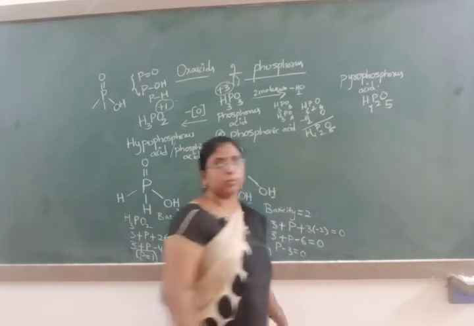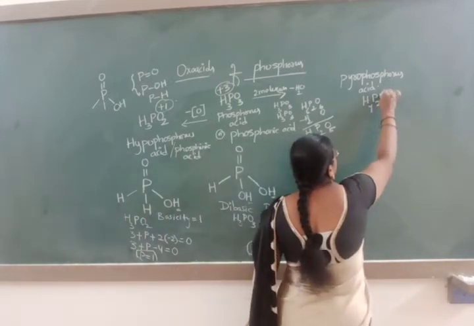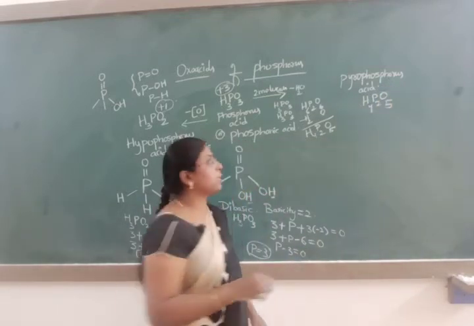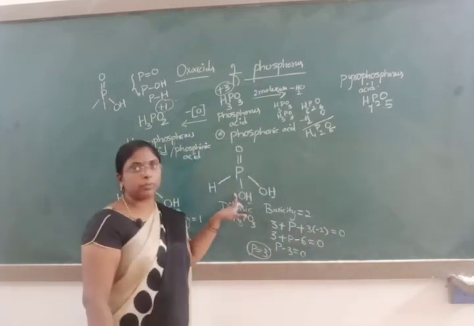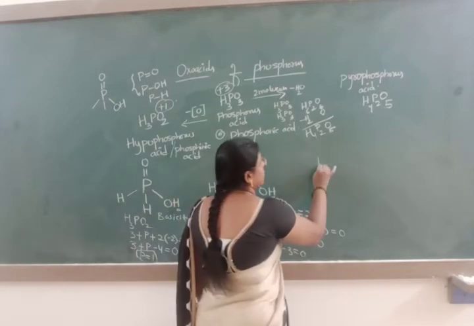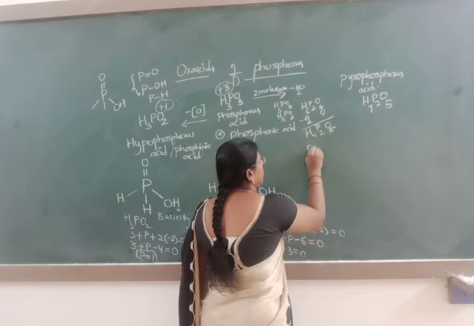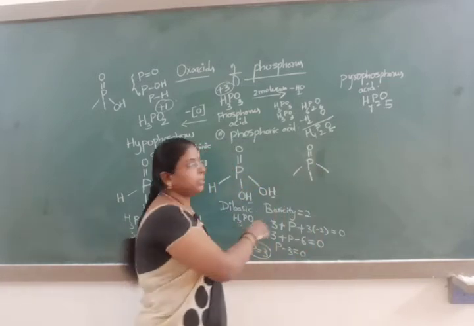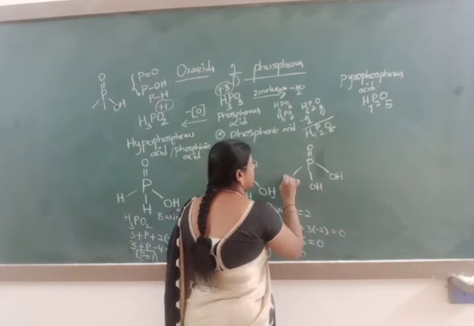H4P2O5. 2 H3PO3, 2 molecules of phosphorus acid. You can write the structure for phosphorus acid, 2 molecules. From that we get the pyrophosphorus acid. This is one molecule, P double bond O, right? 2 OH are there, 2 OH I will represent here, and one is the hydrogen.